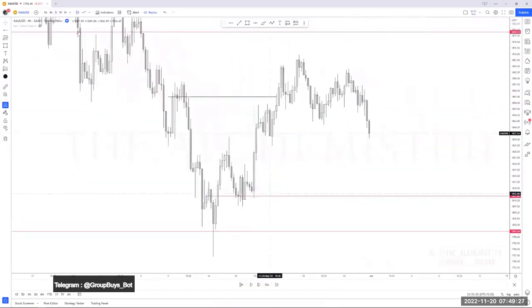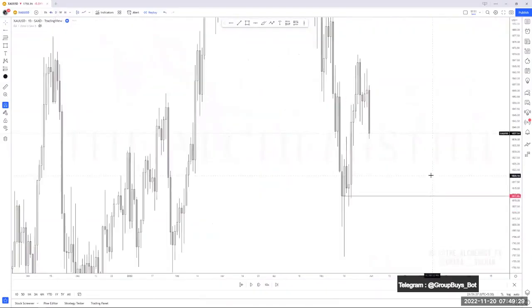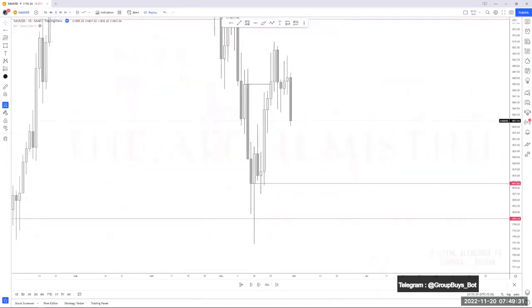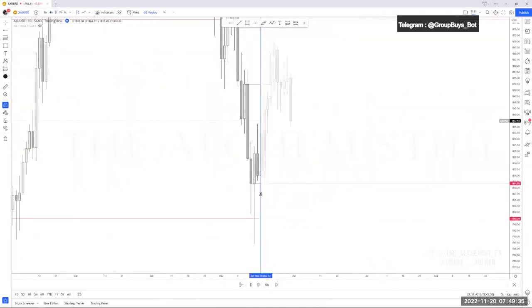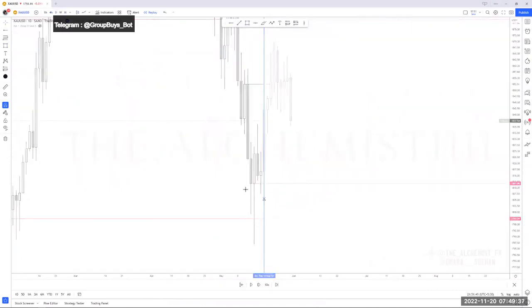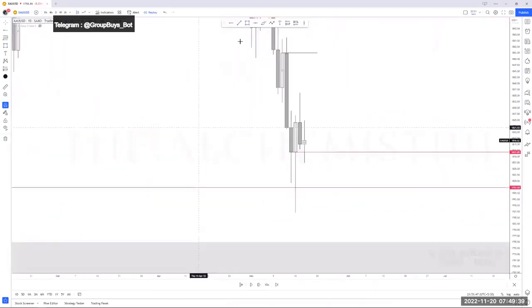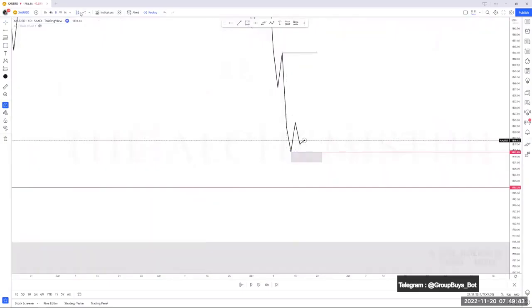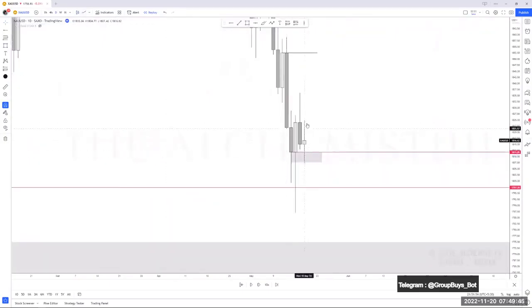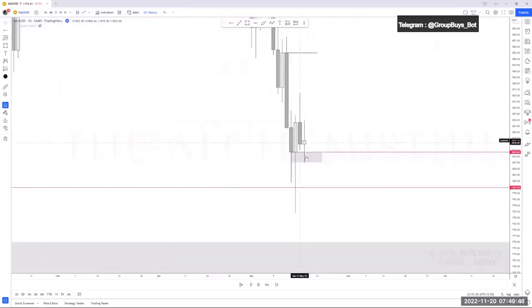Let me show you. Now, what has happened? Daily has created a new support. I'll show you my entry now. Now, what has the daily done? Daily has created a new support over here. Daily has created a new support and daily has tapped into it, closed above it. See that? Daily has tapped into it and it has closed above it.